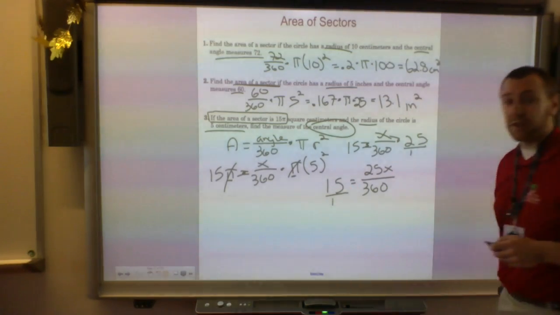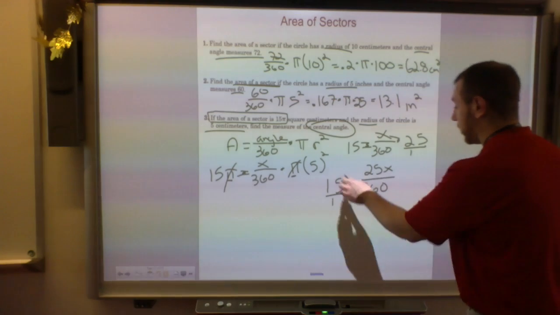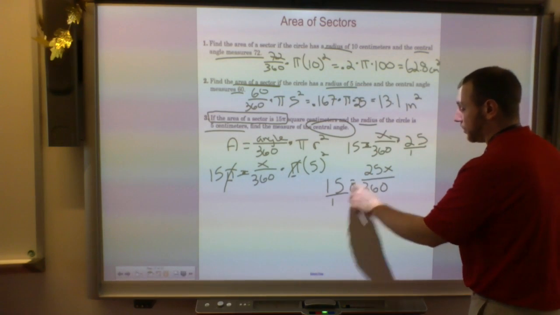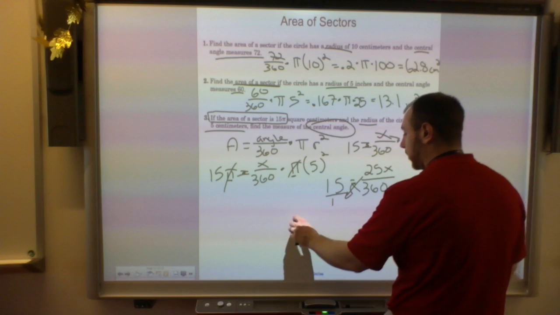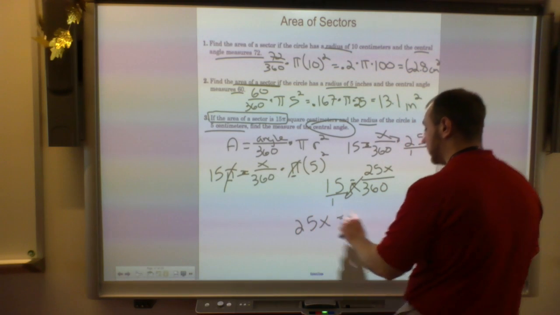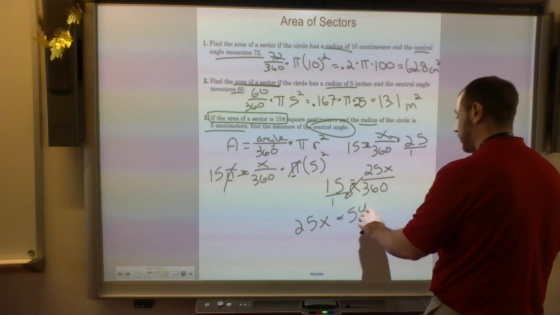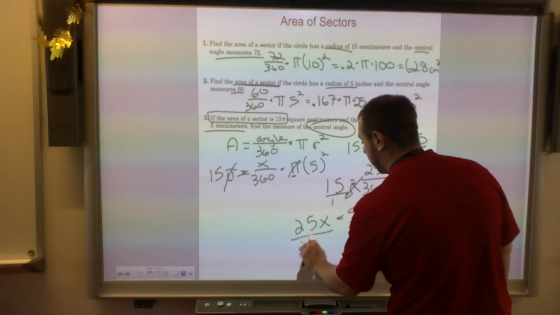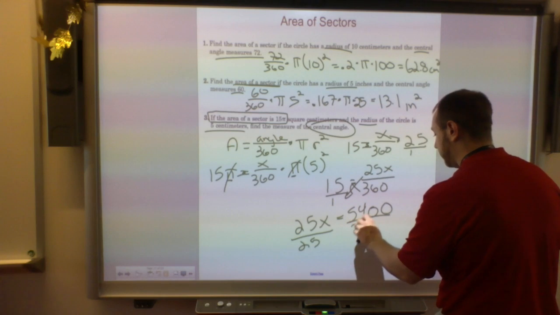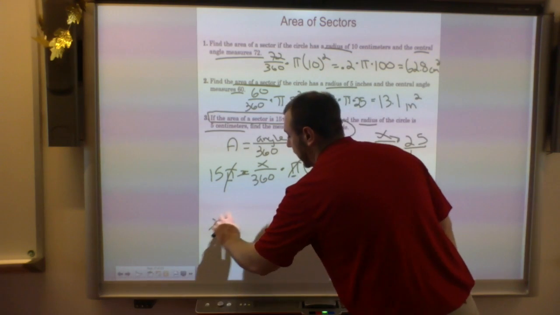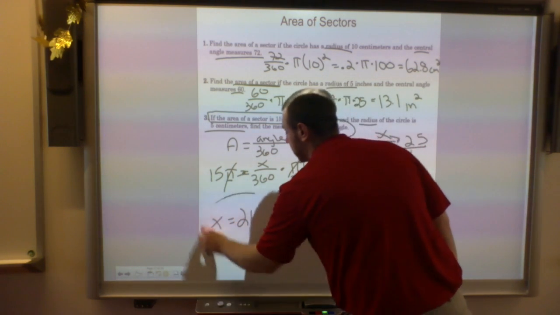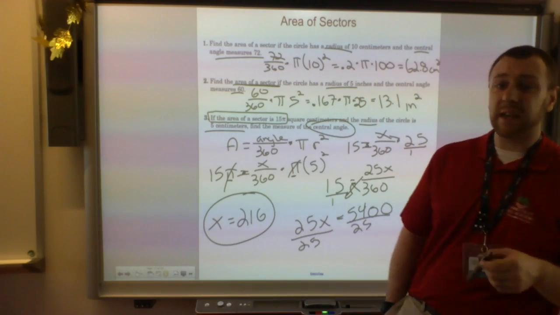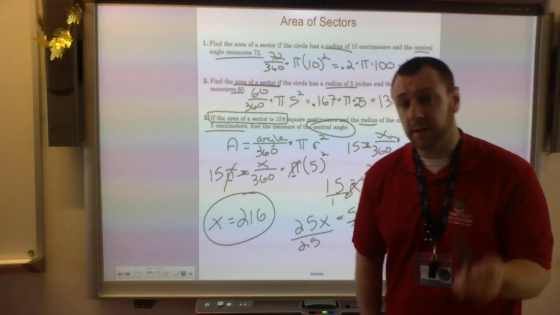Now, I just have a proportion. Because it's across an equal sign. So I cross multiply. I get 25x equals 5,400. And then when I divide by 25, my angle, my x, equals 216. So that's how you solve for that angle if I'm given it.